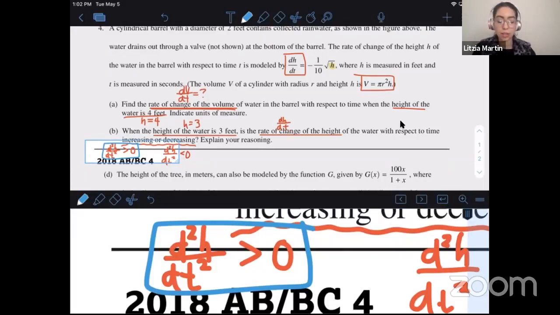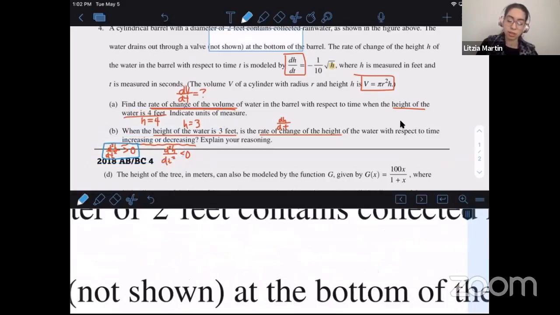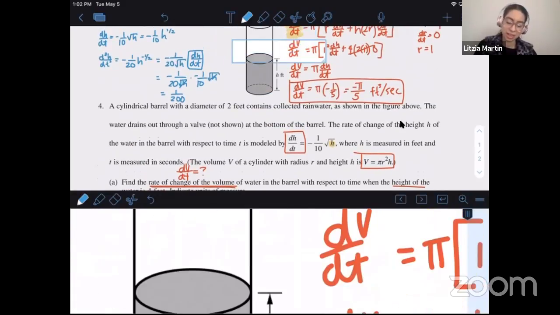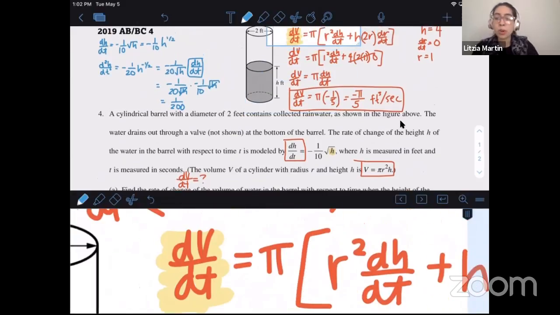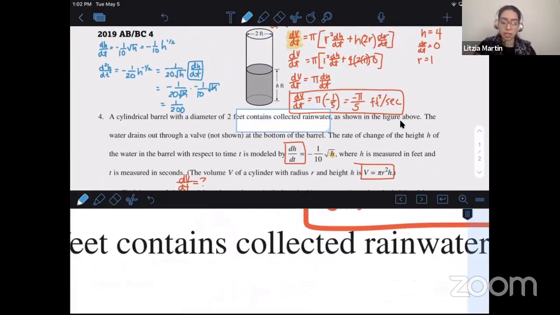It could be when the height is 3. It could be when the height is 2. It could be when the height is 5. Actually, it depends on the barrel. I forgot how tall the barrel is, but I guess it doesn't say. But it's always going to be increasing.